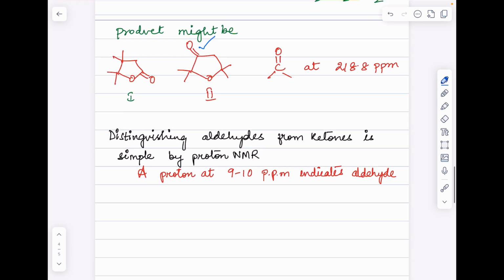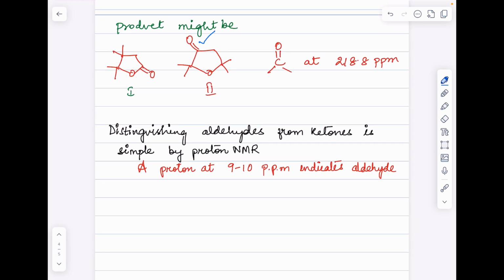So distinguishing aldehydes from ketones is simple by proton NMR. So we can differentiate the aldehydes from the ketones by the appearance of the aldehyde proton between 9 to 10 parts per million.